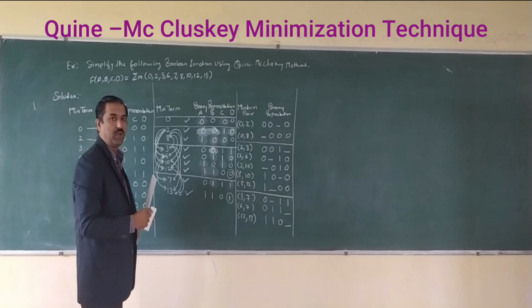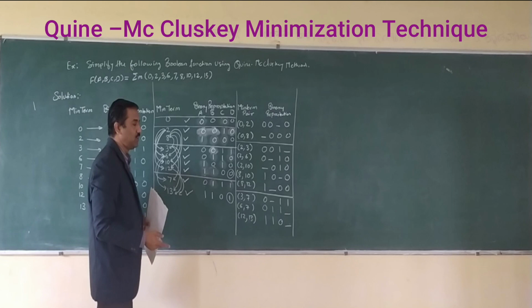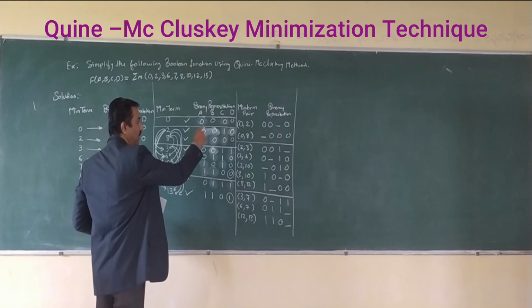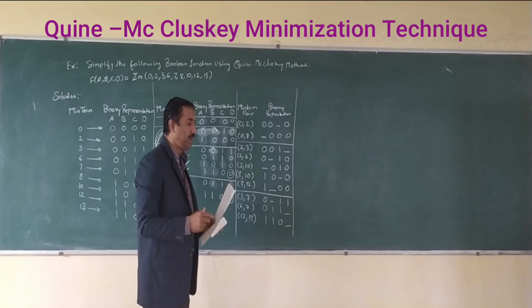Hope you have understood this. Comparing each binary number with the next higher order category, and if they differ by one bit position, put a check mark and copy that pair of binary numbers and put an underscore in that respective position where the bit has changed. Now, once we have completed comparing all the minterms, move on to step number 4.